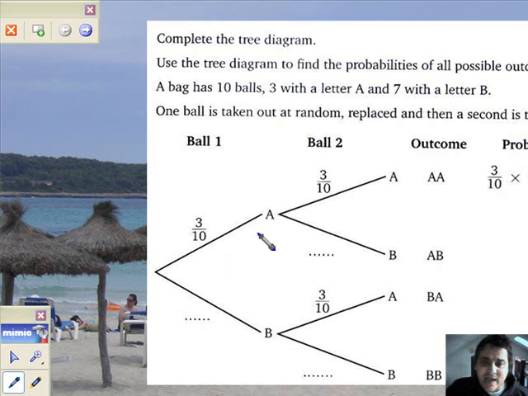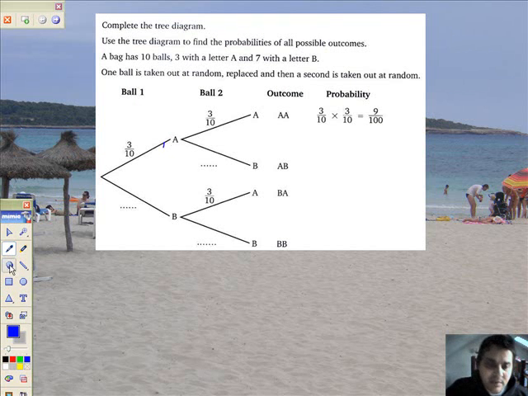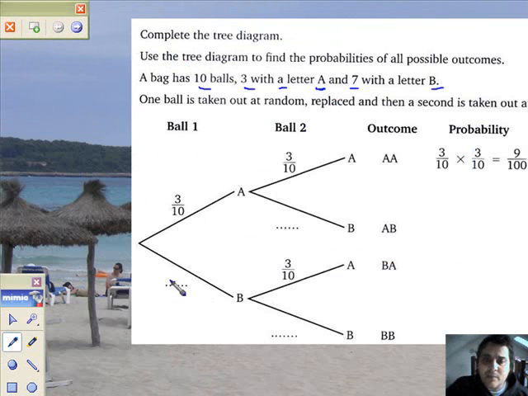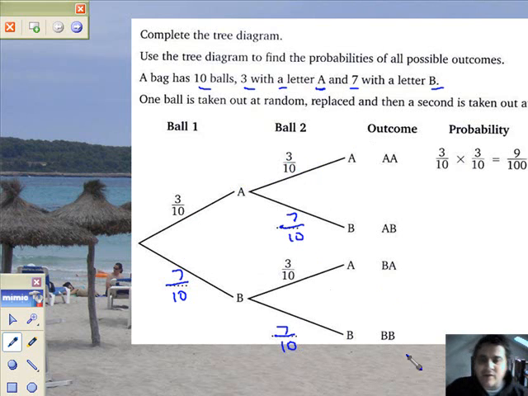So the probability of getting an A with the first ball is going to be 3 out of 10. There's 10 balls in total. 3 have got an A on them. 7 have got a B on them. If the chance of picking up ball B is 7 out of 10, then 7 over 10 it is. Okay, so then put it all back in, shake up the bag again. The probability of getting a second A will be 3 out of 10. In the same way, the second B will be 7 over 10, and also down here 7 over 10. So that's the tree diagram done.